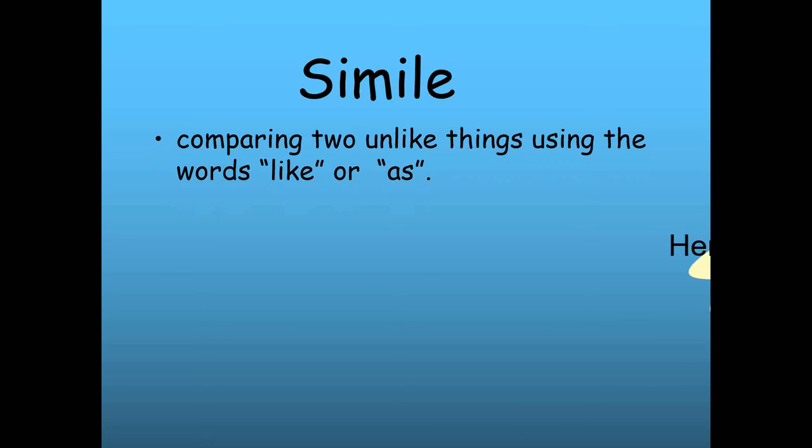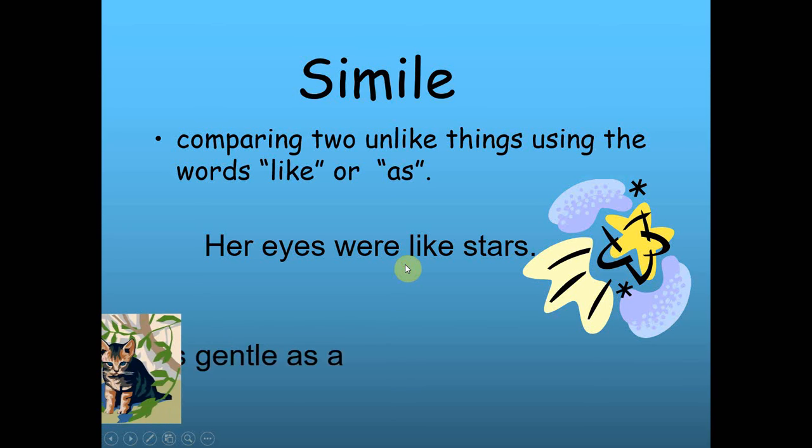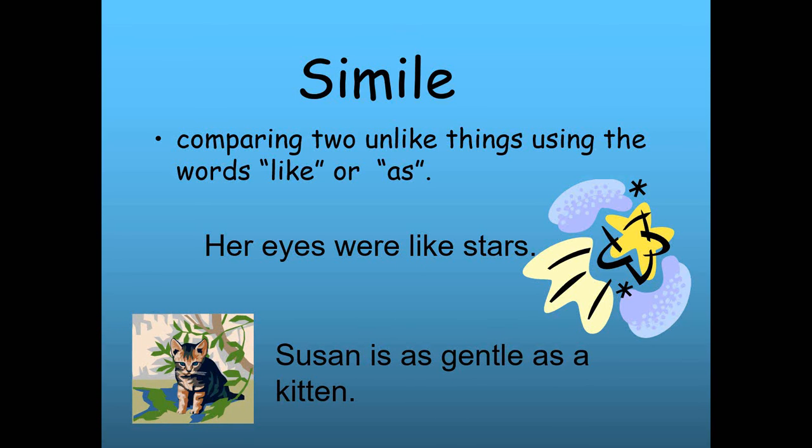Now the simile, first one. It's comparing two unlike things using the words like or as. For example, her eyes were like stars. Here I'm comparing her eyes to stars and I'm using like. Susan is as gentle as a kitten. I'm comparing her character to a kitten and I'm using as.